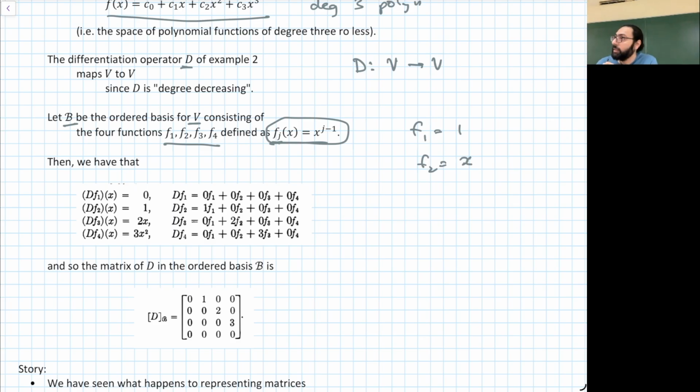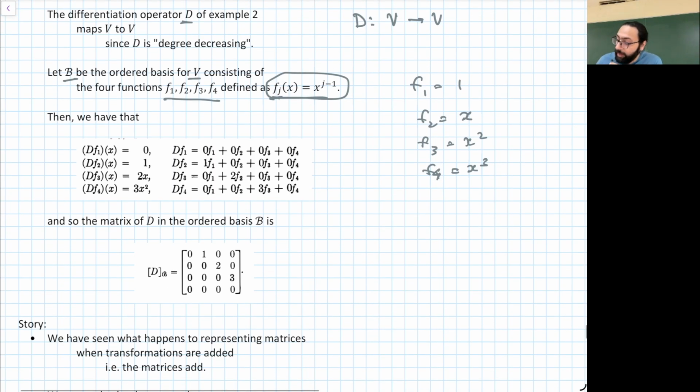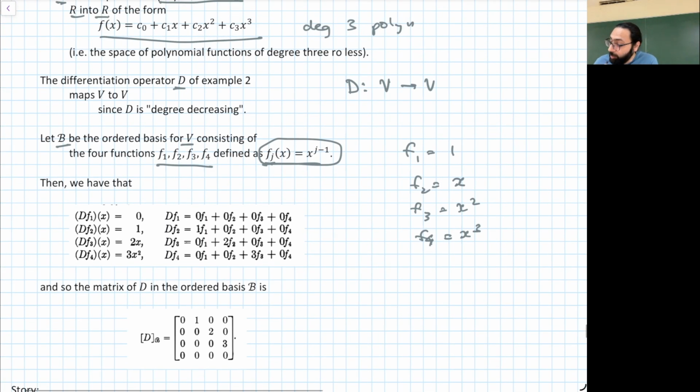Exactly. F2 is x, right? F3 is x squared and F4 is x cubed. Is that okay? Just the definition. Okay. Now what we want to do is apply the same procedure, right?